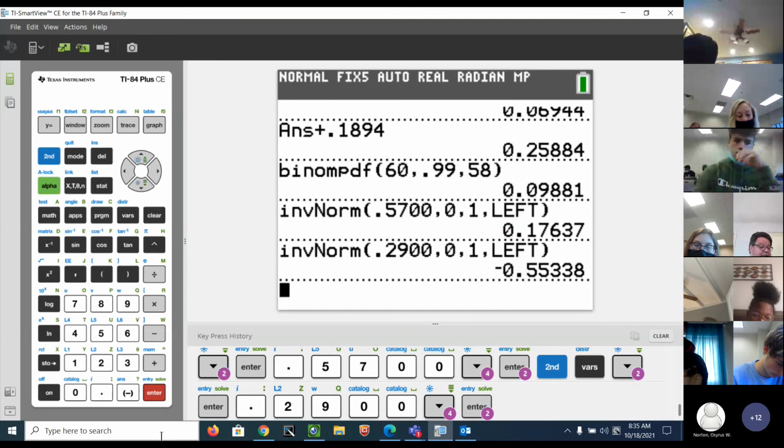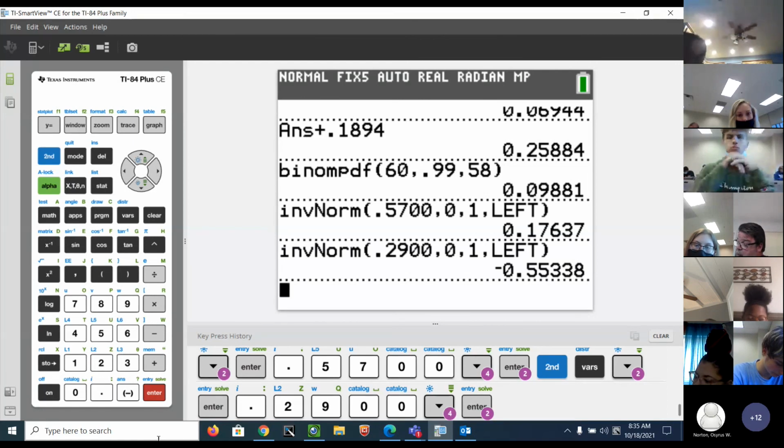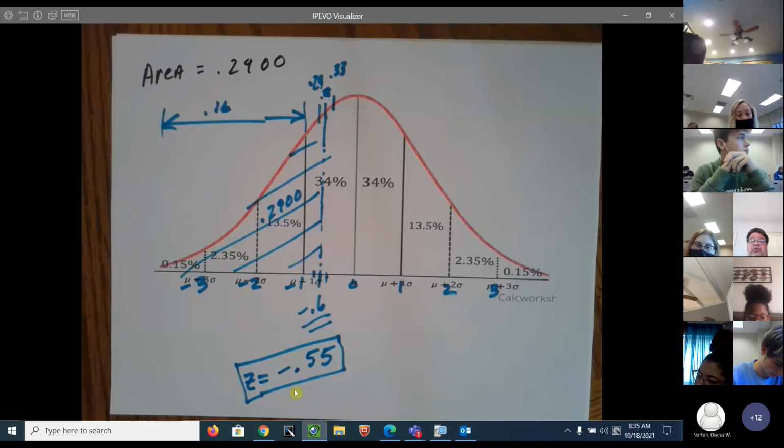Negative 0.55. Wow, I got negative 0.6. So negative 0.55, sorry. Here's your Z-score. There's two good test questions, and they're not really difficult. Negative 0.55.